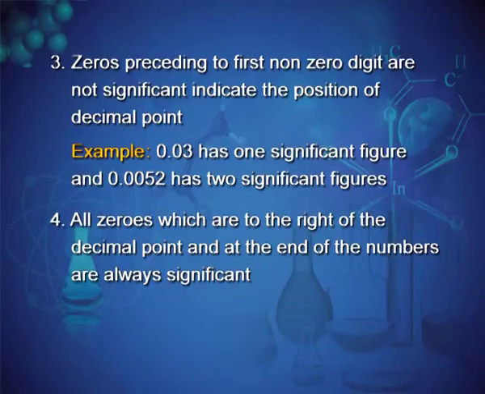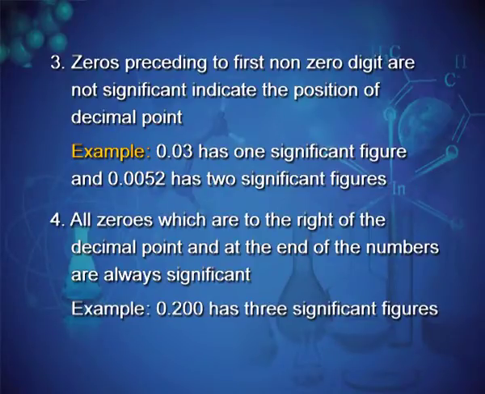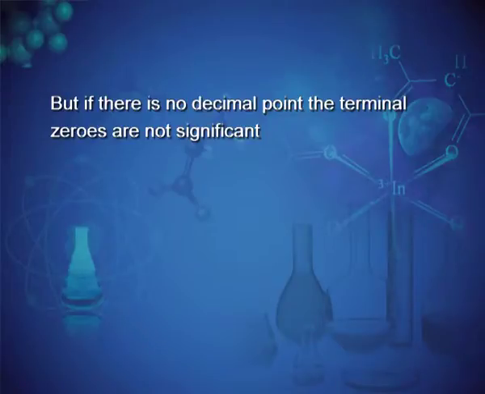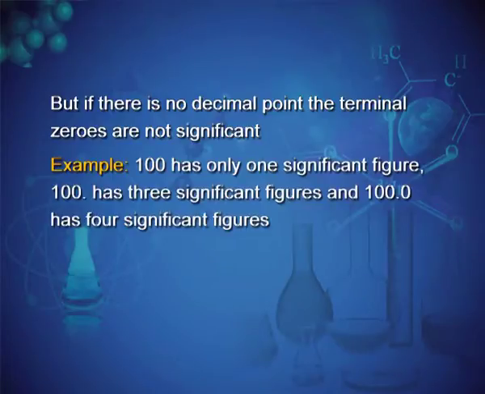Now the fourth rule: all zeros which are to the right of the decimal point and at the end of the number are always significant. Example, 0.200 has 3 significant figures. But if there is no decimal point, the terminal zeros are not significant. Example, 100 has only 1 significant figure. 100. has 3 significant figures and 100.0 has 4 significant figures.